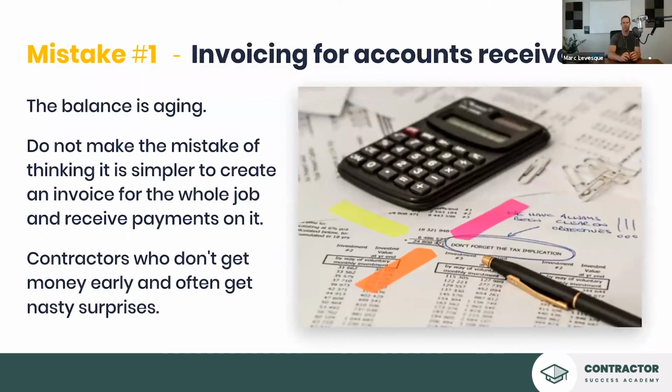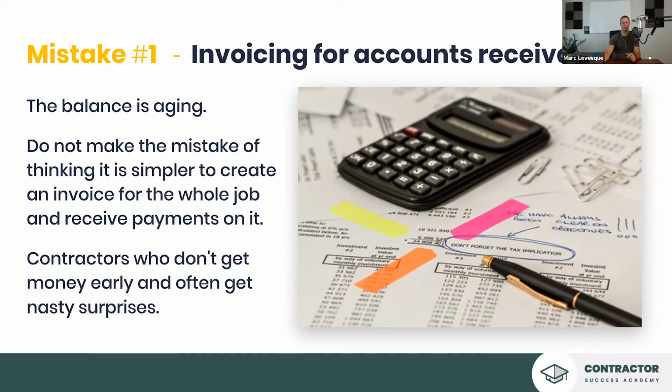All right. Mistake number 1, invoicing for accounts receivable. I see this all the time. The balance is aging. Do not make the mistake of thinking it's simpler to create an invoice for the whole job and receive payments on it. Contractors who don't get money early and often do get nasty surprises, and we see this all the time. They'll get a job for $10,000, put one invoice in QuickBooks, and then try to issue an invoice request for $1,000, and then QuickBooks gets all gnarled up because now it thinks the customer owes $11,000 and then $12,000. Then you've got a big mess.